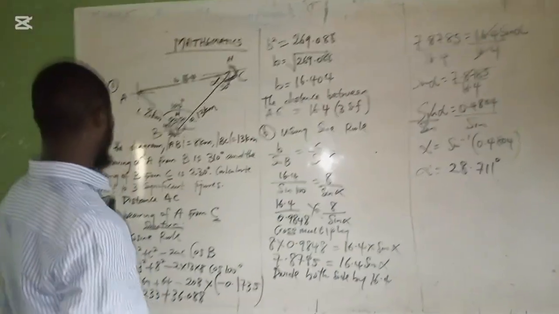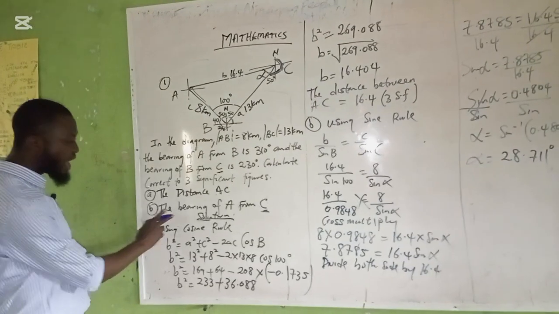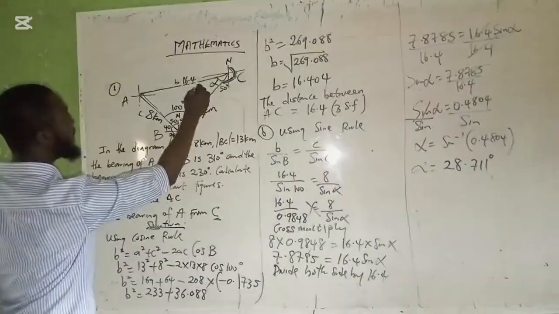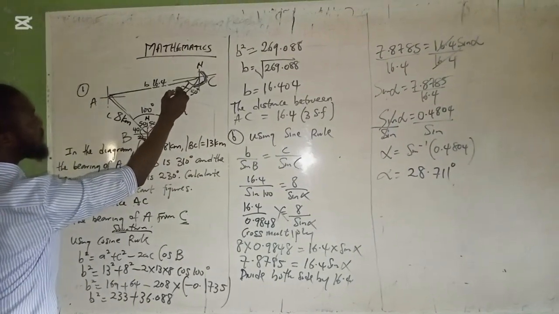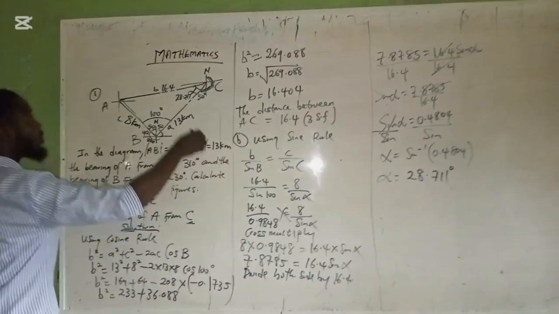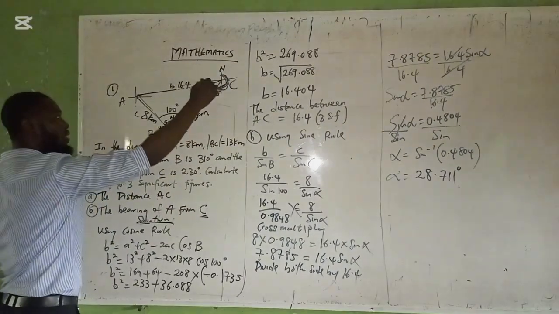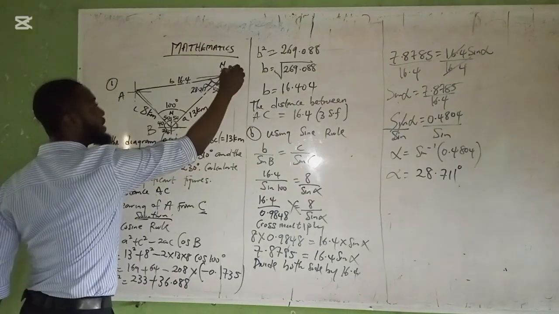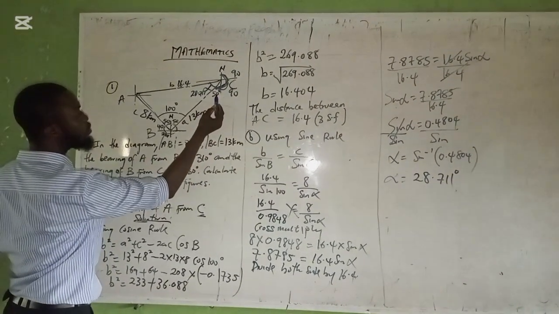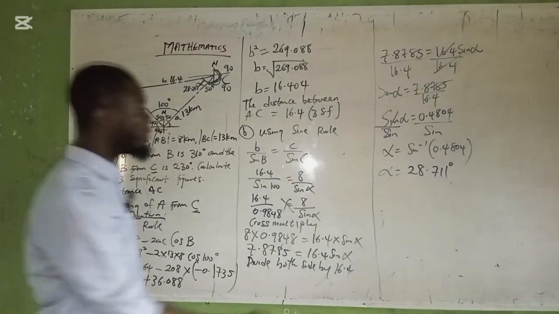Now we are not done yet. You can come back to the question and read again: the bearings of A from C. So I draw this place as 28.711, and you have to find the bearings of A from C, which starts from C to this place here. So we add everything together. This place is 90, this place is 90, you understand? And this place is 50, and this place is 28.711.